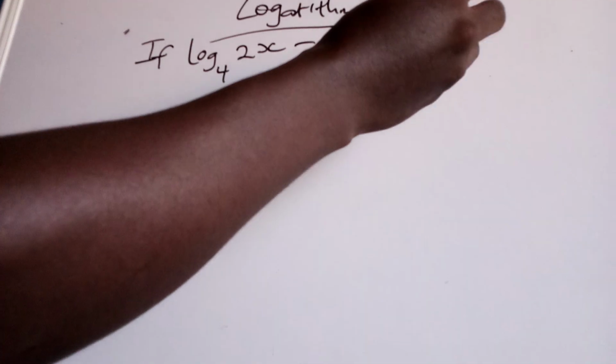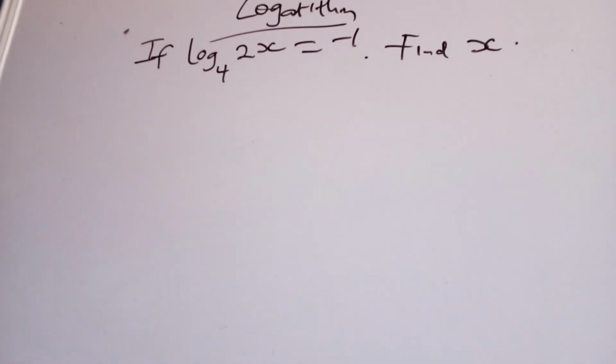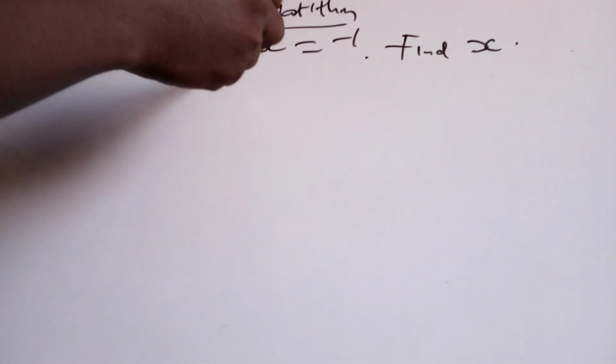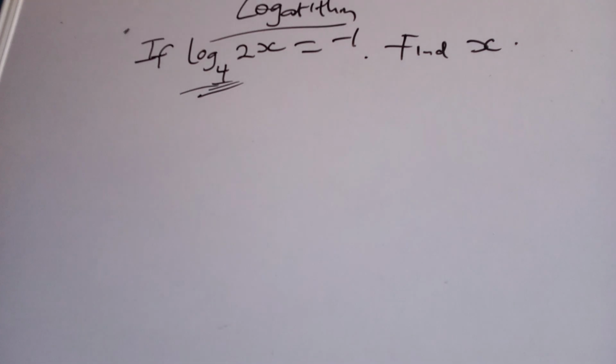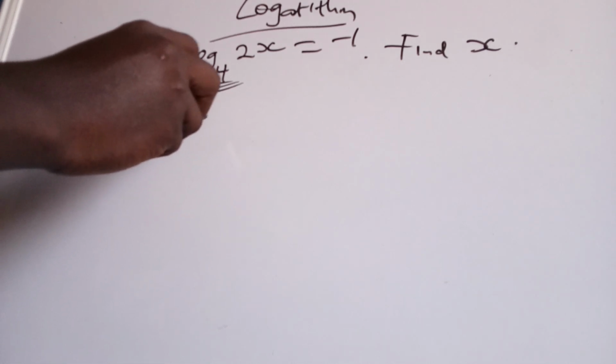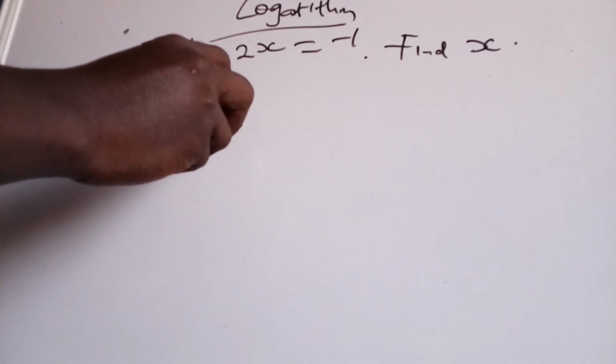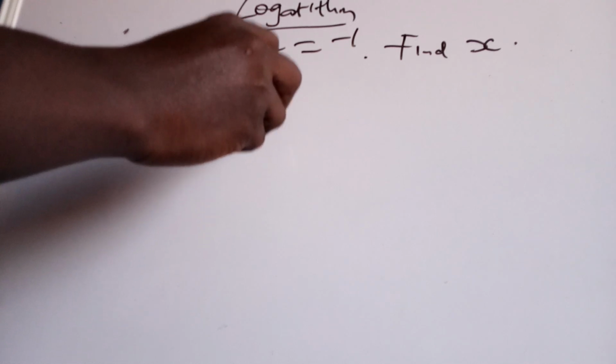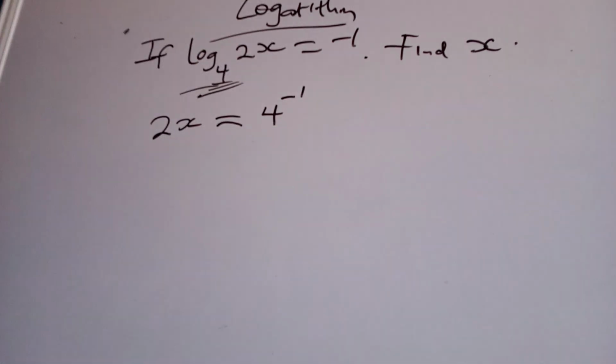find x. So the first thing we're going to do here is to remove this log so as to make the equation solvable. When we remove the log, we have 2x equals 4 raised to power -1, the inverse of 4.